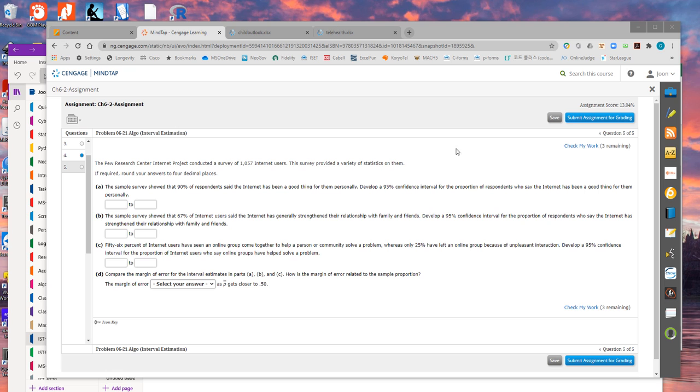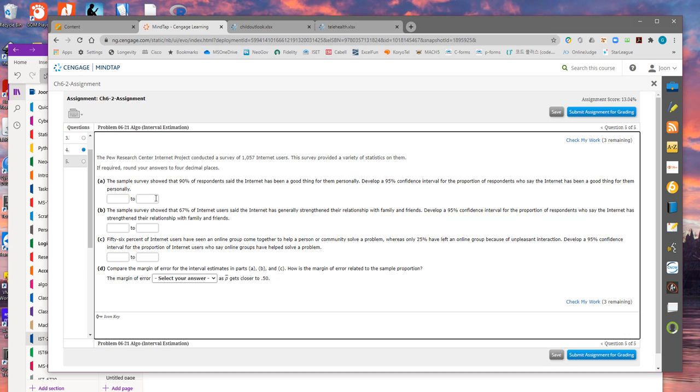Okay, so now let's move to the next problem, number 5. This problem is exactly like problem number 4, right? The sample survey shows that 90% of the respondents said that the internet has been a good thing, right? And we develop a 95% confidence interval, okay? What is given is the sample size, the sample proportion, and the 95% confidence interval. And if you look at part B, the only difference is the sample proportion. Previously the sample proportion was 90%, now it's 67%, and so on.